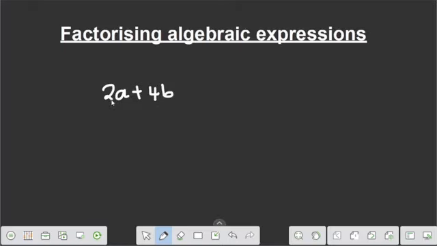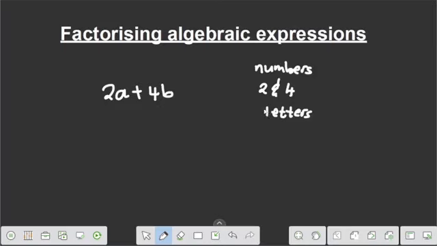So here we have 2a plus 4b. 2 is a coefficient, 4 is a coefficient. Then you also have the variables a and b. So when you are factorizing, this is an expression. You can see that in this expression we have numbers, which are 2 and 4. Then we also have letters, because an expression can have both numbers and letters.